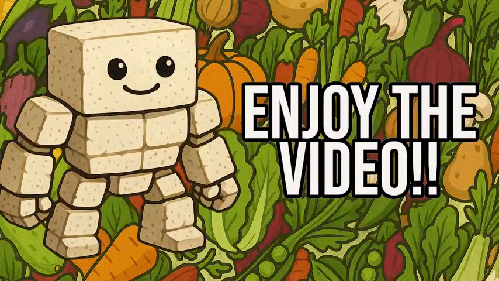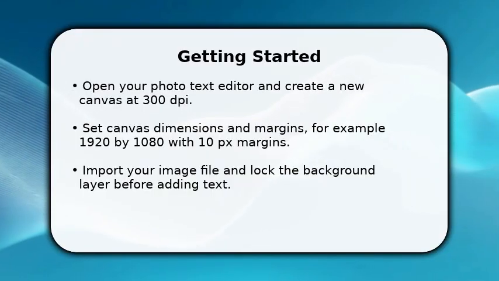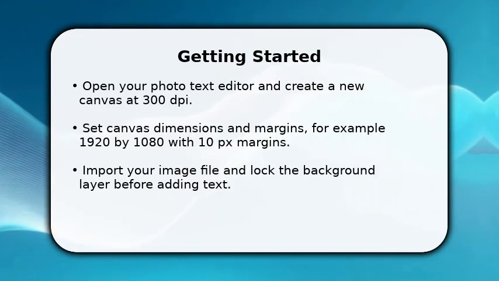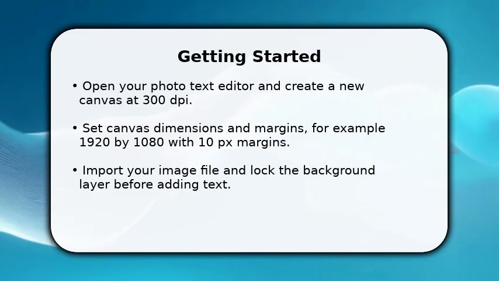Please enjoy the video. Open your photo text editor and create a new canvas at 300 dpi. Choose canvas dimensions like 1920 by 1080 and set 10px margins. Import the image you want to edit and position it on the background layer.